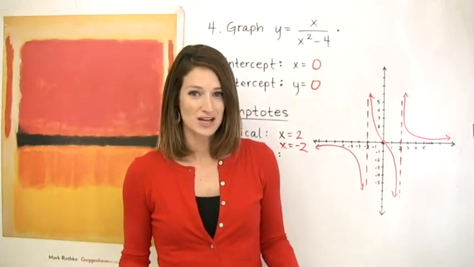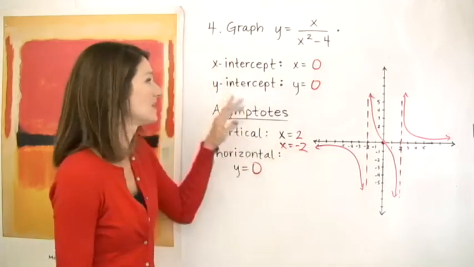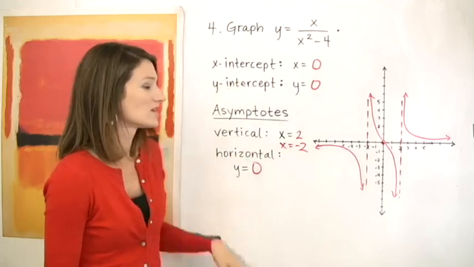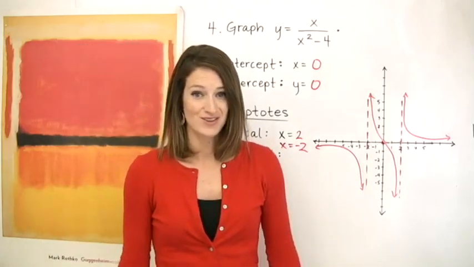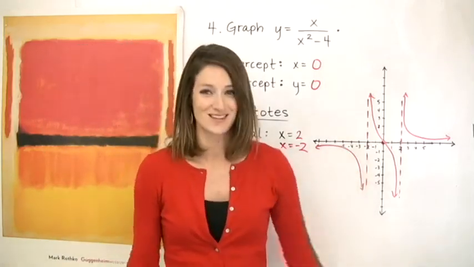So when you're graphing rational functions, make sure that you're finding the intercepts and the asymptotes, and then maybe figure out a table of values to help you graph, and it'll make the process much simpler.